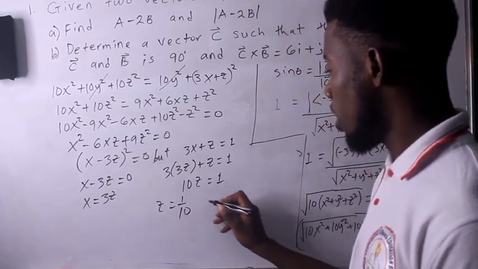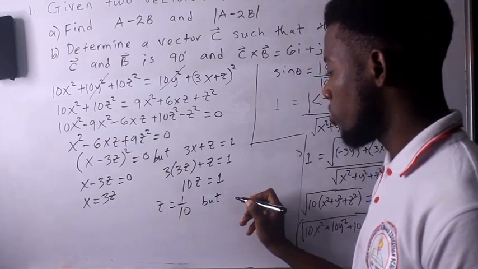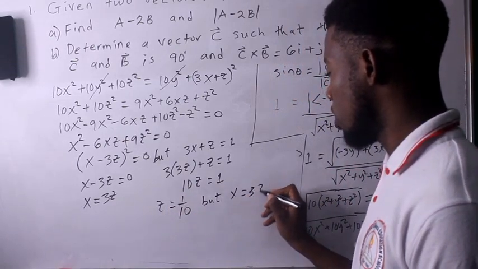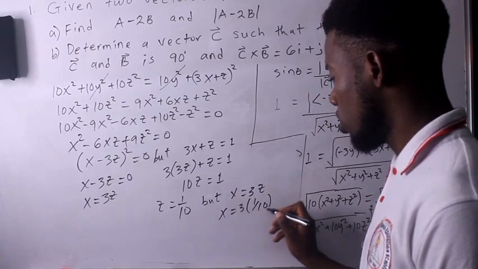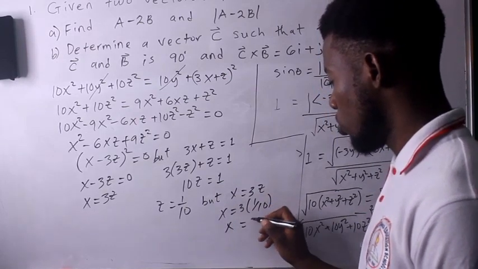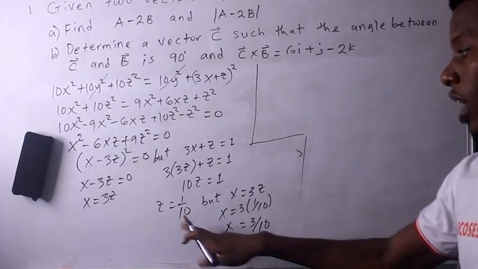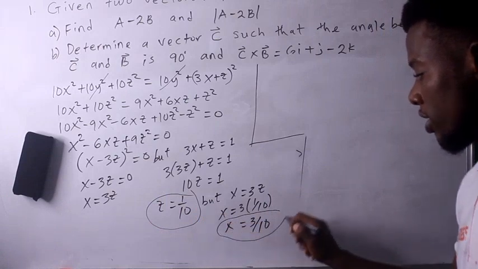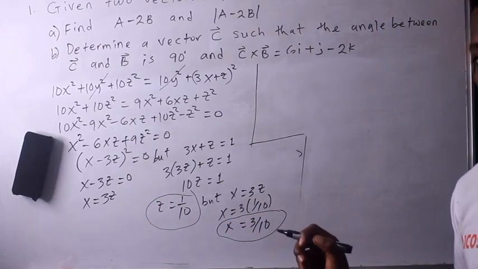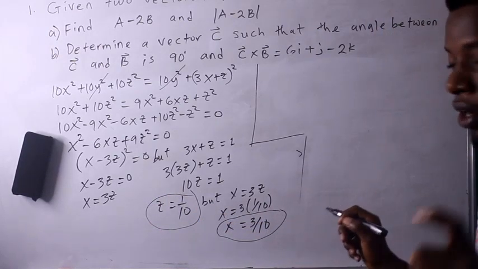Now, I know that x is 3z. So x will be 3 times 1 over 10. And x will be 3 over 10. Now, we have z. We have x. And we have y, because we have the y value to be negative 2. That was the value of y.